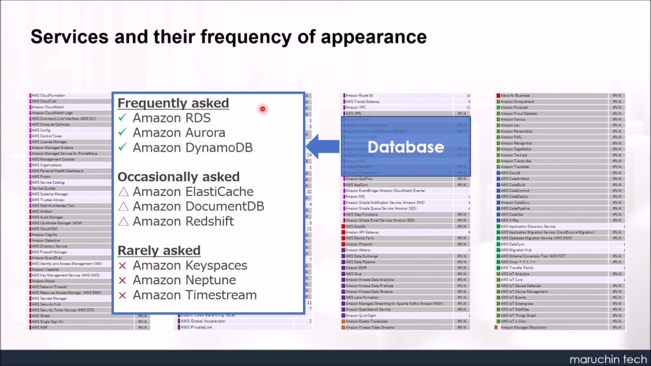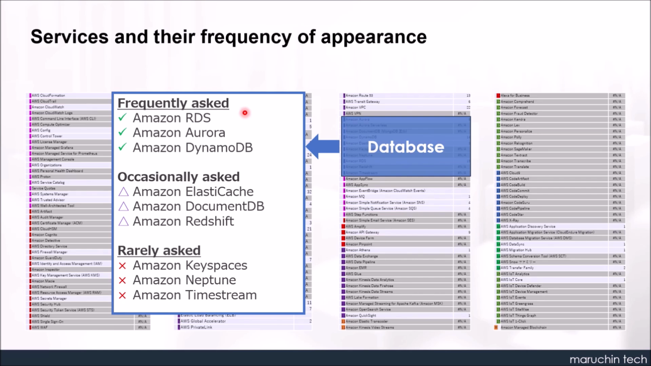And regarding databases, RDS, Aurora, and DynamoDB are the most frequently tested. In other words, other database services are rarely asked about. So I recommend thoroughly learning the features of these core databases. For RDS and Aurora, the questions often cover offloading read operations using read replicas and using the promotion of read replicas to primary instances for disaster recovery purposes.